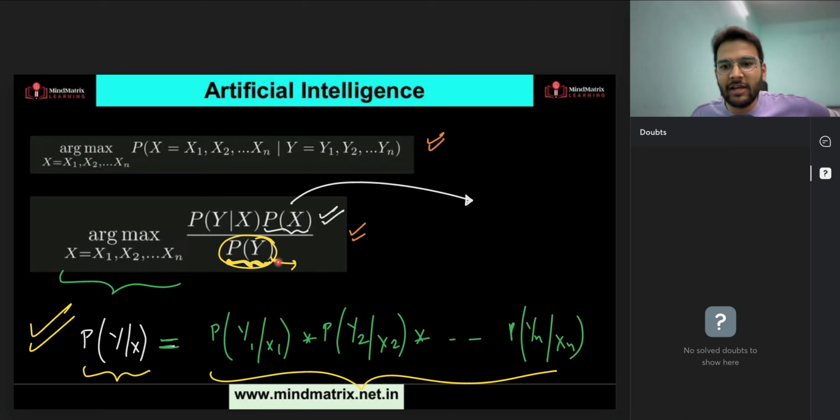So this value is not going to impact anything, because it is present in every denominator. You are trying to maximize. For one weather sequence you are finding the probability, for another weather sequence you are finding the probability. So this value will be there for all, so it is not going to make any difference. So you can ignore this. I hope now it is clear.